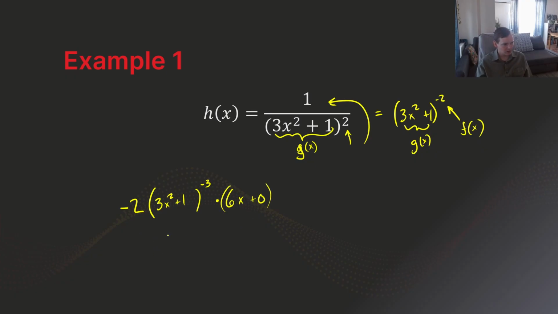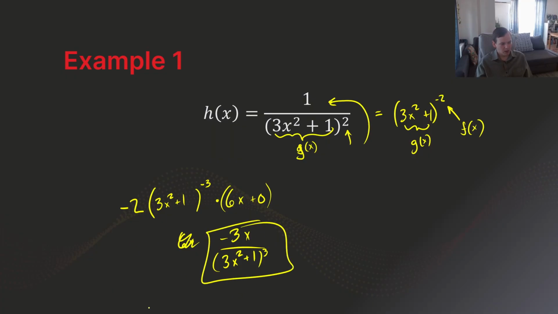So if I want to clean this up a little bit, I could write that as 3x over 3x squared plus 1 to the third power, and then put my negative sign in. So again, we looked at the outer part, f of x, then we did the inner part derivative afterwards.